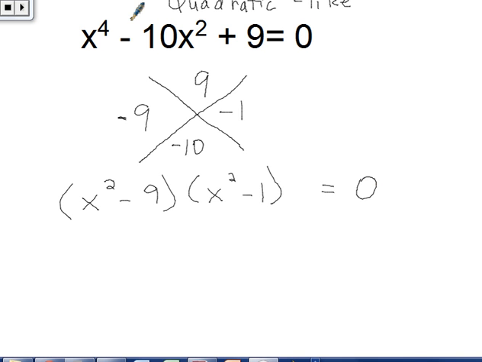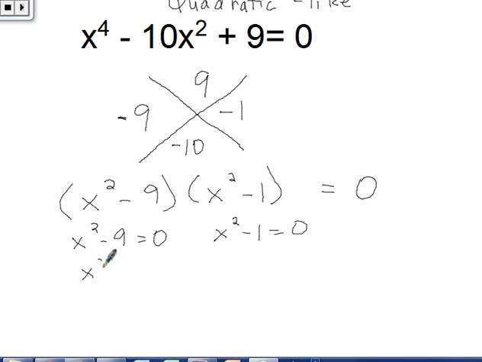If this were an x squared here, we would just have an x minus 9 factor. But because our polynomial is a 4th degree, you need an x squared times an x squared to give you that x to the 4th. So 4th degree quadratic-like ones factor to x squareds rather than to just x's. So now that we have our factors, we set them equal to 0 and solve, once again, like we would do any other quadratic type equation.